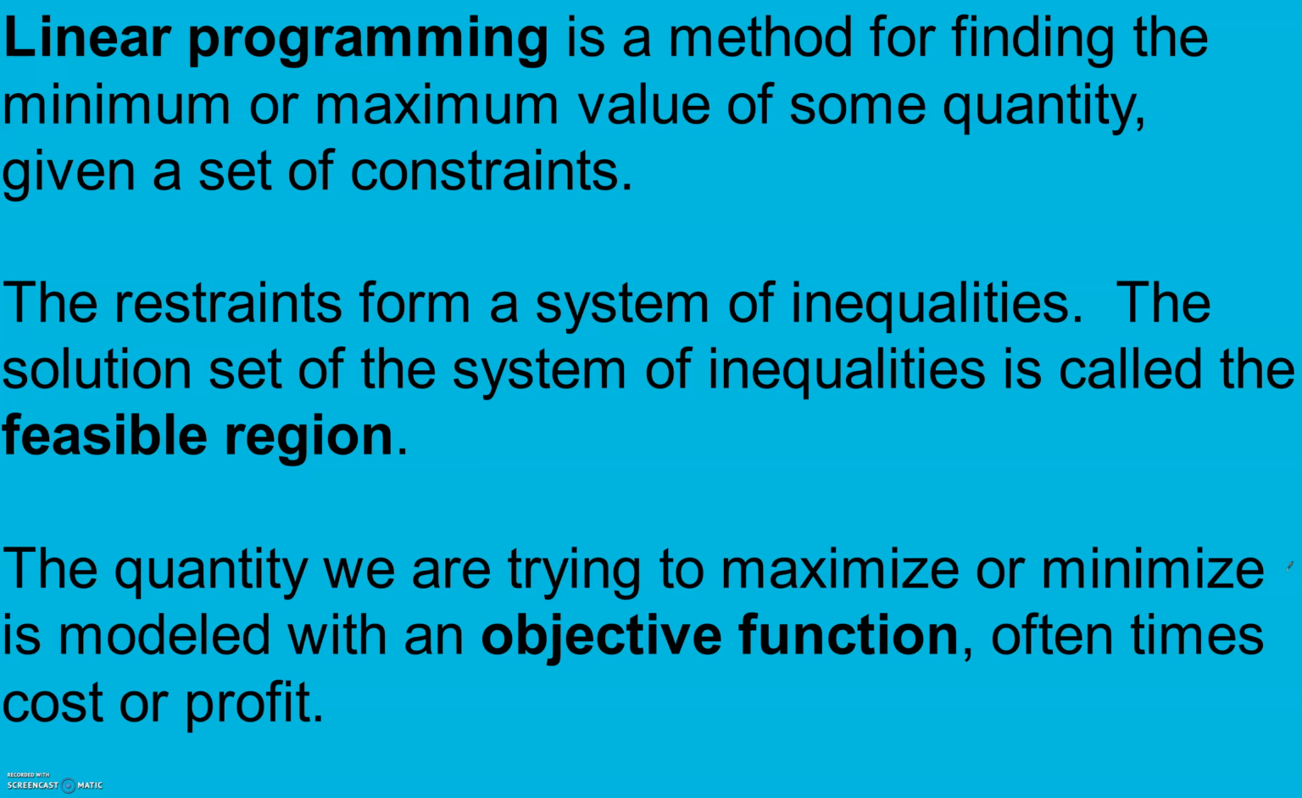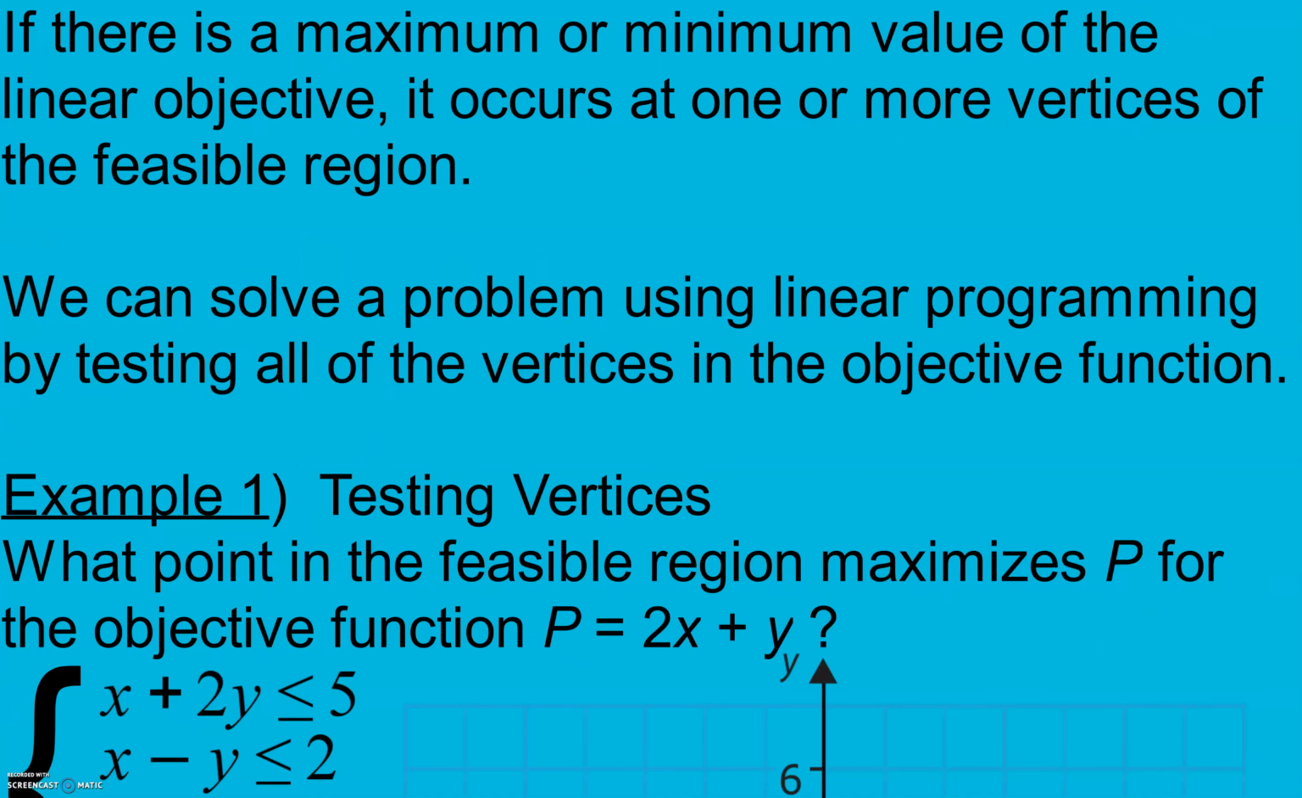The quantity we're trying to maximize or minimize is modeled with an objective function. Oftentimes it's cost or profit. If it's cost, we're trying to minimize it. If it's profit, we're trying to maximize it. If there's a minimum or a maximum value of the linear objective, it occurs at one or more vertices of the feasible region. Our vertices are just the corners or the points where our shape changes. We can solve a problem using linear programming by testing all of our vertices in the objective function.